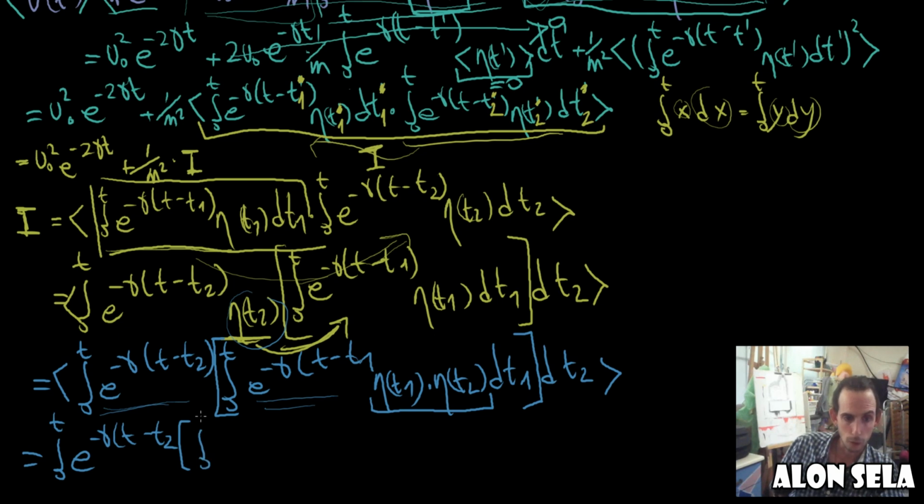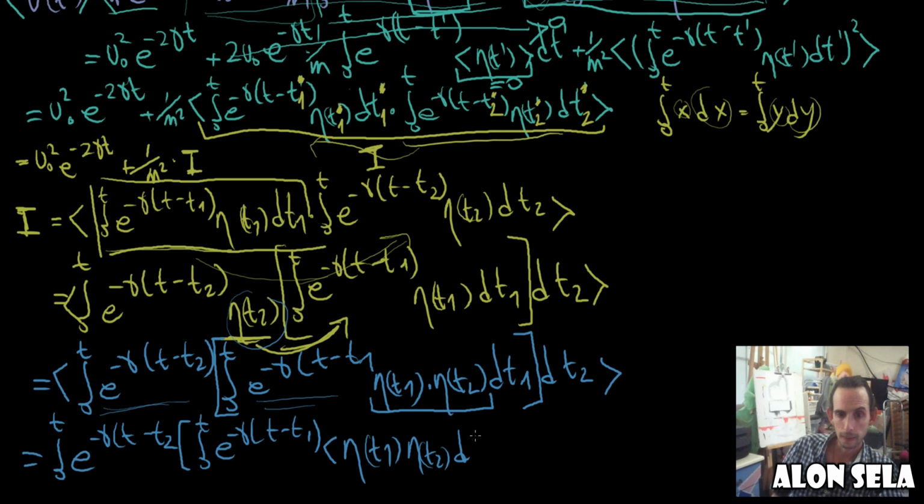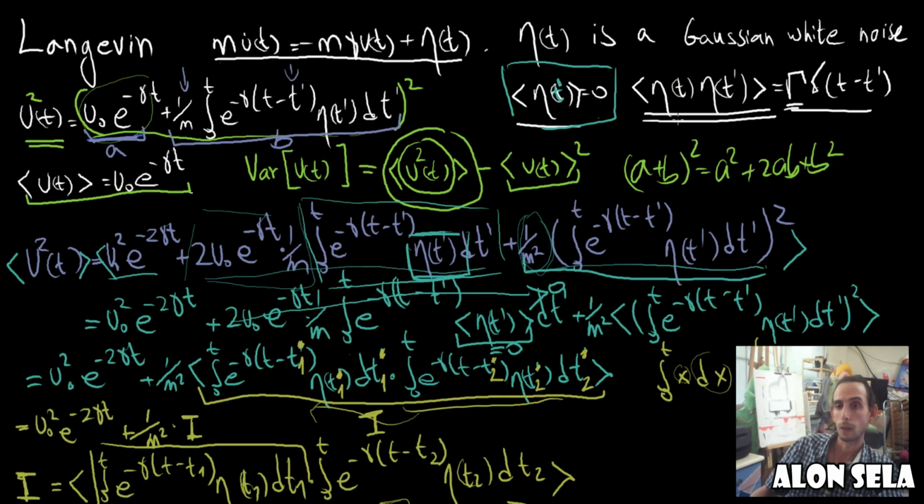times the integral from 0 to t of e to the minus gamma (t minus t1) of the expectation of eta at t1 times eta at t2, dt1 and dt2. I'm sorry, let's close the symbol for the expectation. And now look at what we've got. We've got the expectation for this product, but this is exactly the autocorrelation function for the Gaussian white noise.